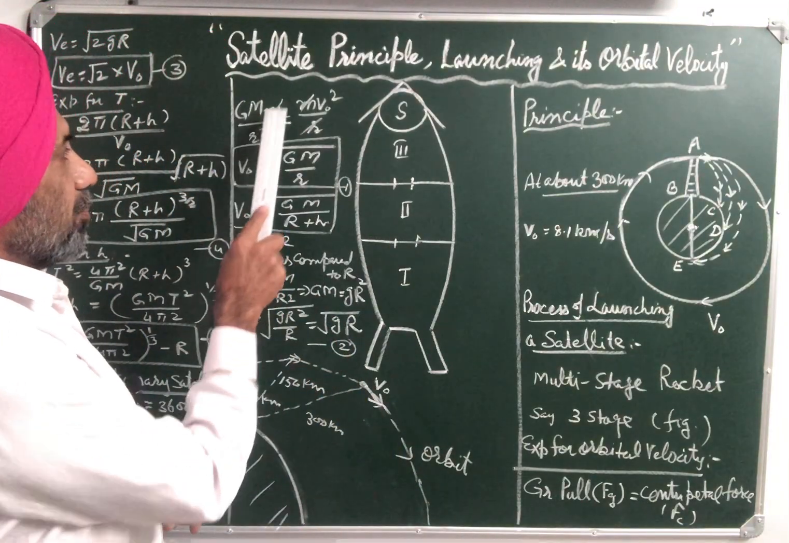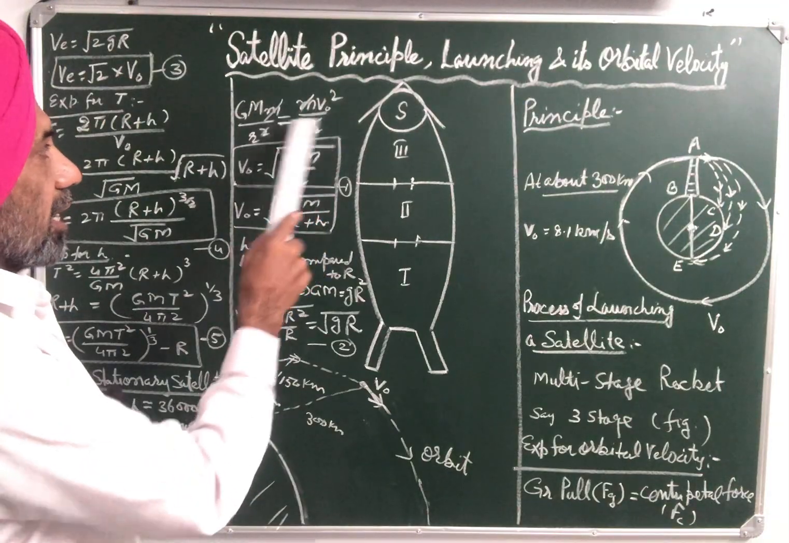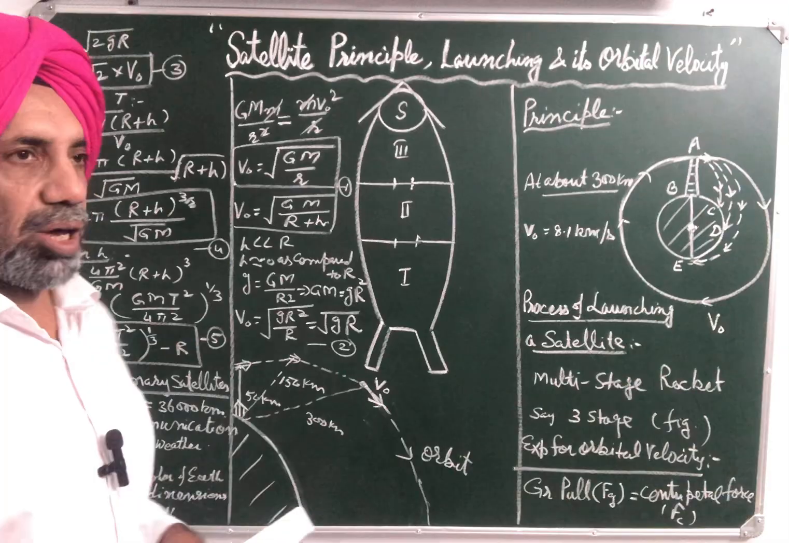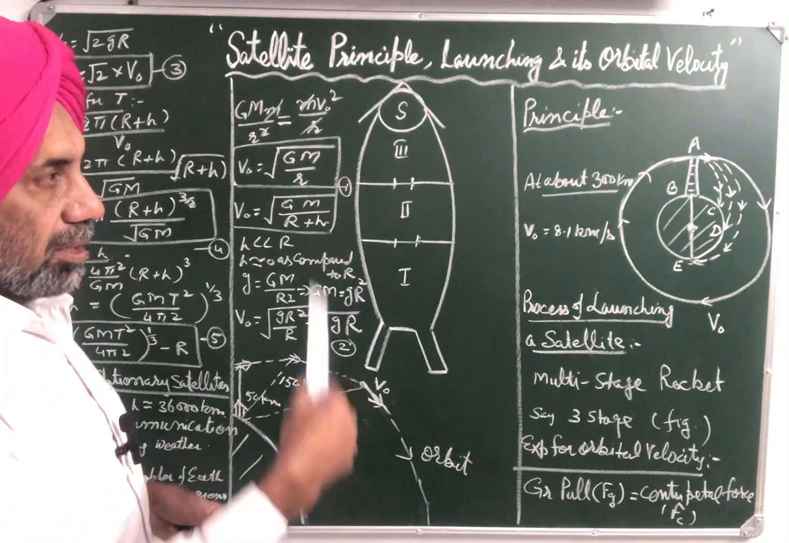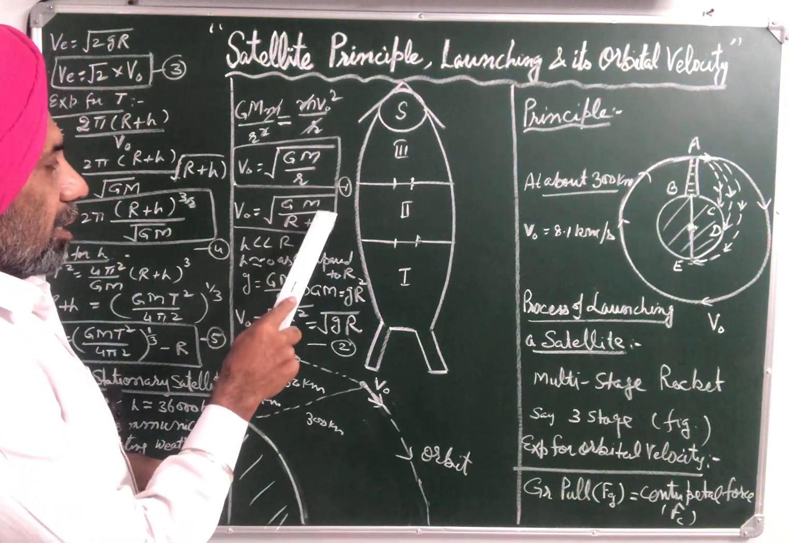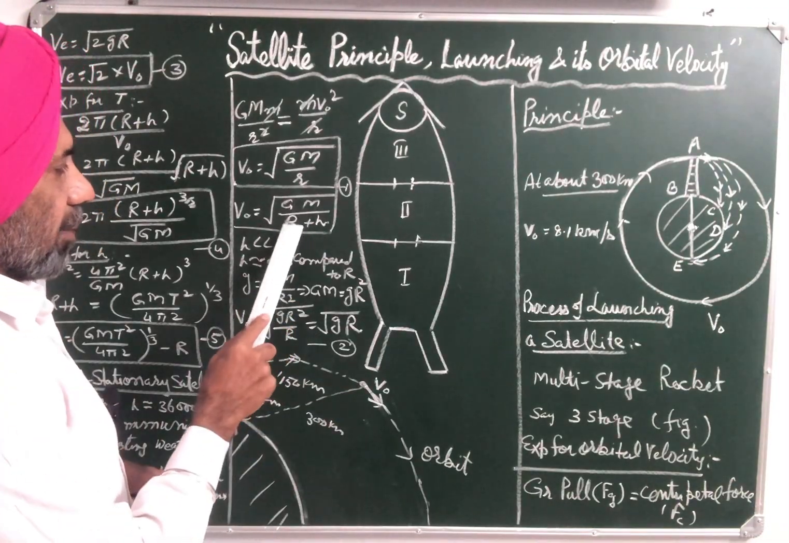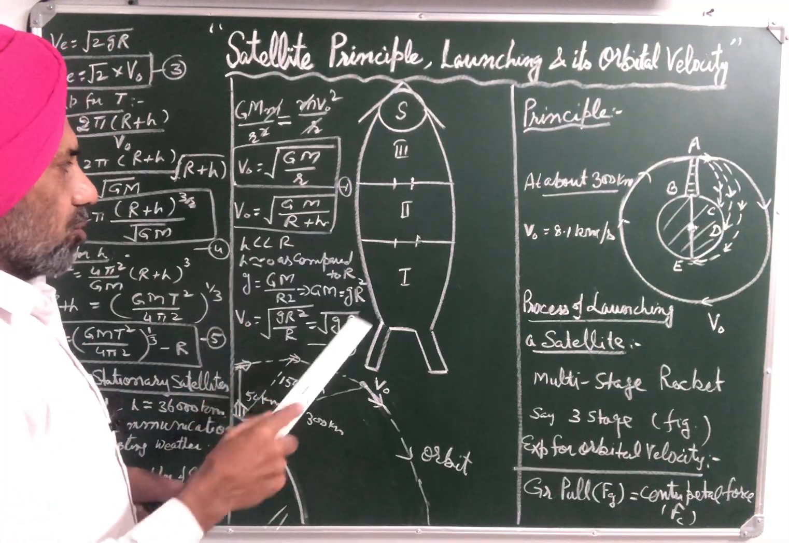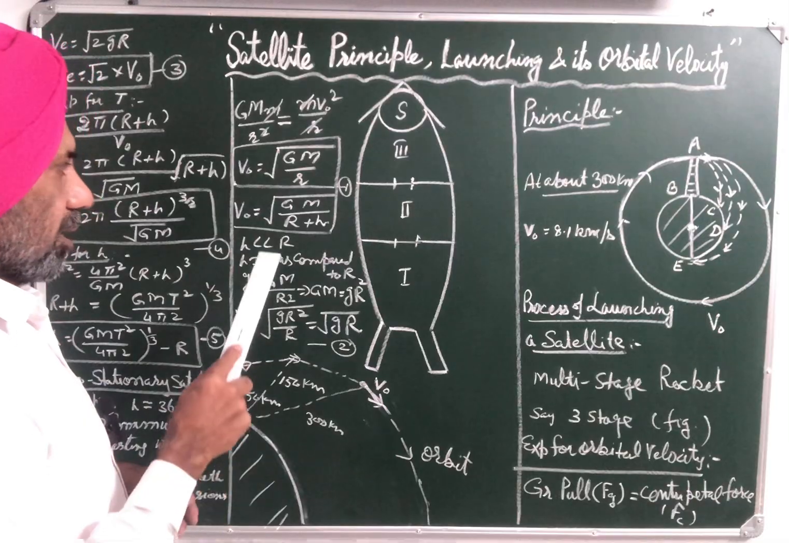Therefore, GMm upon r square is equal to mv square upon r. Small m cancels, one r cancels, so v naught comes out to be under root GM by small r. Here small r is the distance of the orbit from the center, the radius of the orbit of the satellite. If h is the height of the satellite from the surface of Earth, then small r is equal to capital R plus h. So v naught is equal to under root GM upon (R plus h). This is the required expression for orbital velocity.